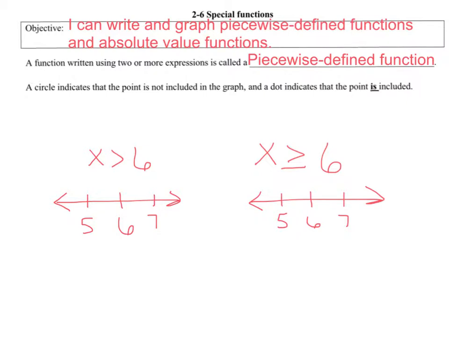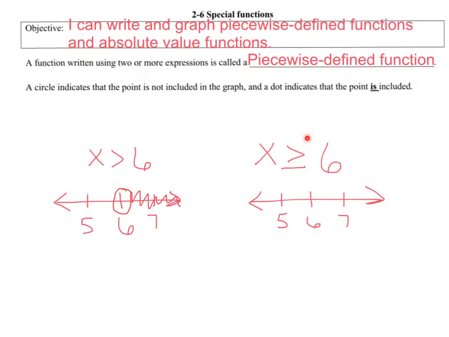A circle indicates that the point is not included in the graph, and a dot indicates that the point is included. So I've given a little example down here. You guys have seen this before. When we're looking at something where it's just greater than or less than a number, we know that if we were going to graph that on a number line, it would just be an open circle on 6 and shade to the right. Now the important part that's going to help us today is that we know it's an open circle. So anytime you see a greater than or less than, we're going to have an open circle.